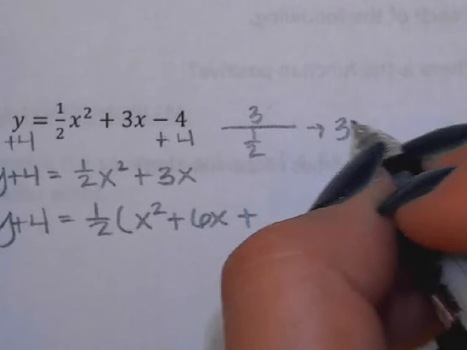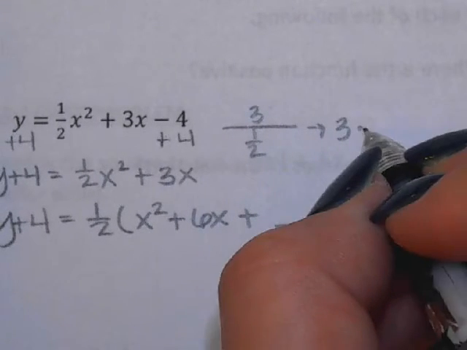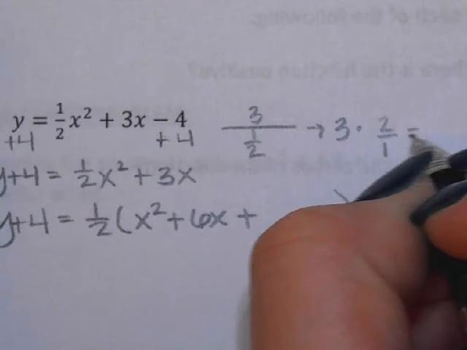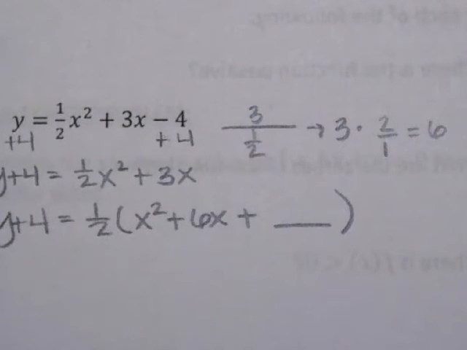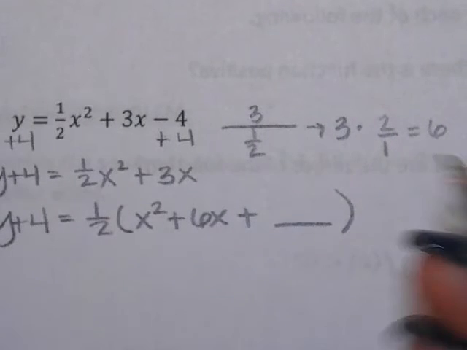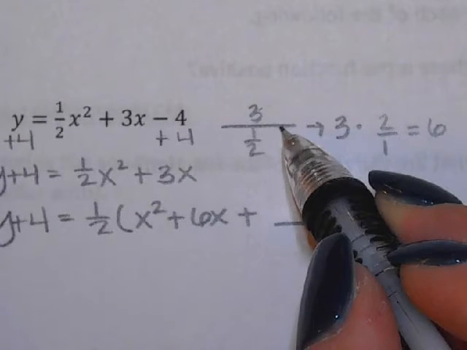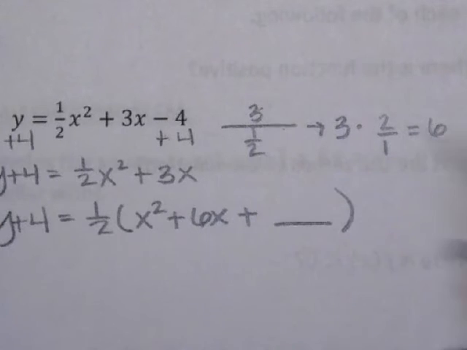Yeah, keep it, change it, flip it. So 3 times 2 over 1, which is 6. So 3 divided by 1/2 is 6. When you divide by fractions, the number gets bigger, not smaller. Keep, change, flip. So keep the top number, change it to multiplication, flip the bottom.